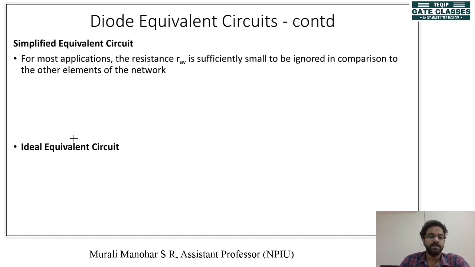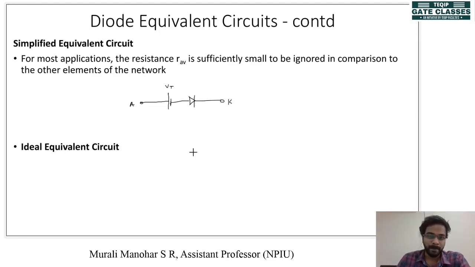Now we can go for a simplified equivalent circuit. That is, in most applications, our resistance RAV will be very less compared to whatever circuit is connected to the diode. We can remove this RAV and our simplified equivalent circuit becomes like this: a voltage source which has a potential Vt, the threshold voltage, and an ideal diode. This is the simplified equivalent circuit of a diode, and you can use this circuit in most of the problems.